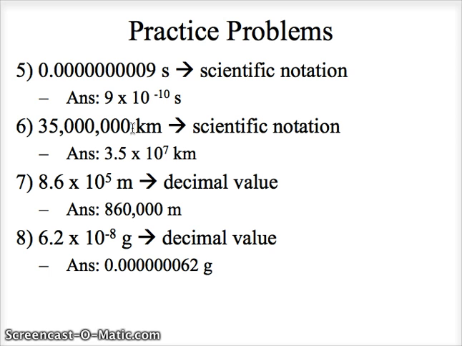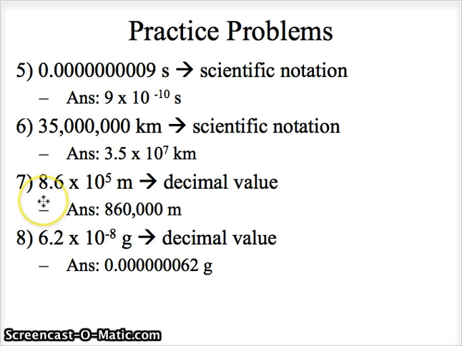And we're moving this decimal point to the left because we have to get the base number between 1 and 9.99. So we're moving this a total of 7 times: 1, 2, 3, 4, 5, 6, 7. So we have 3.5 times 10 to the 7th kilometers.